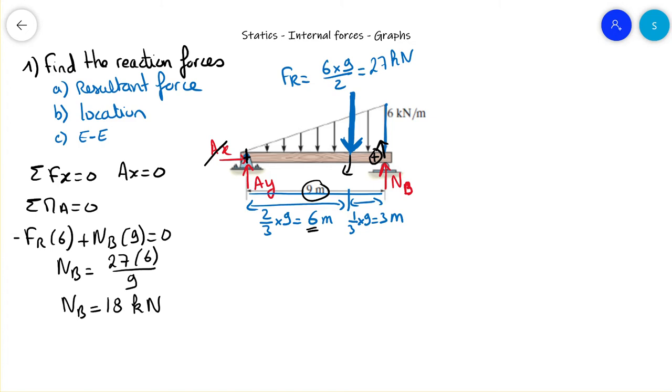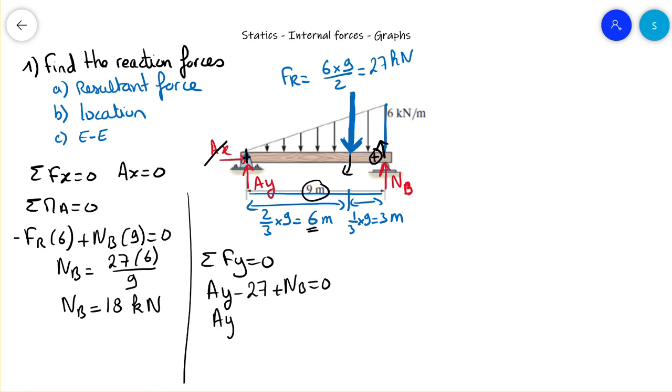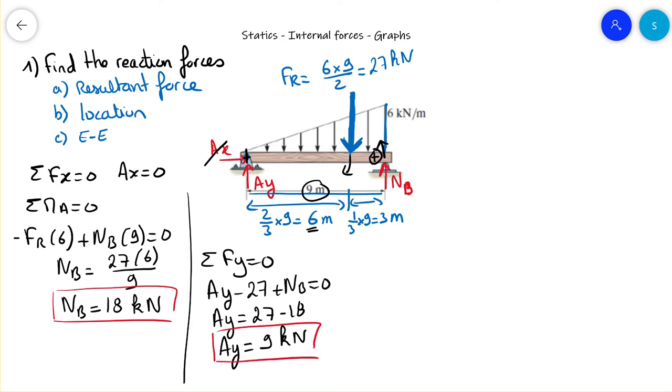And if we do the sum of the forces in Y, it's equal to 0. We have Ay minus 27 plus NB equal to 0. So Ay is equal to 27 minus 18, so Ay is equal to 9 kilonewtons. Okay, so we found NB, Ay, and Ax.